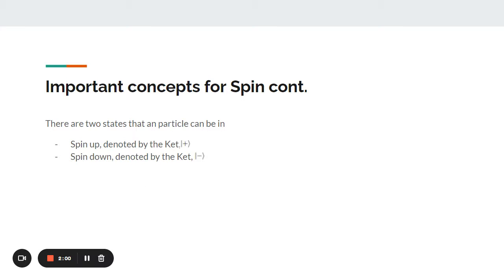Some more important concepts: there are two states that a particle can be in, either spin up or spin down, and respectively they're denoted by the ket vectors plus for spin up and minus for spin down. We'll cover more about ket vectors and bra vectors in the next video.